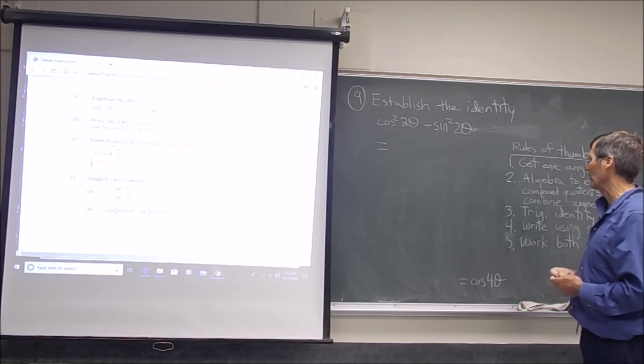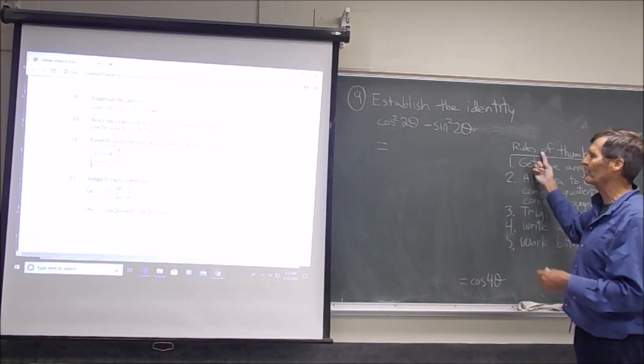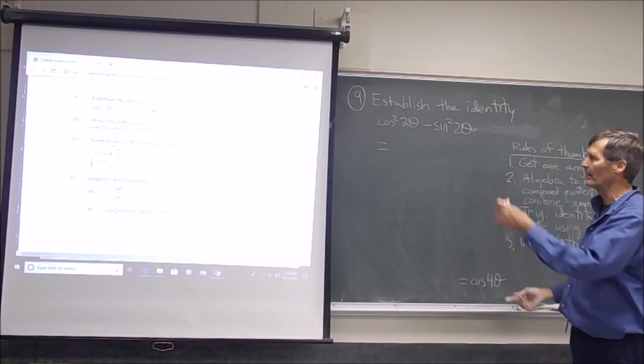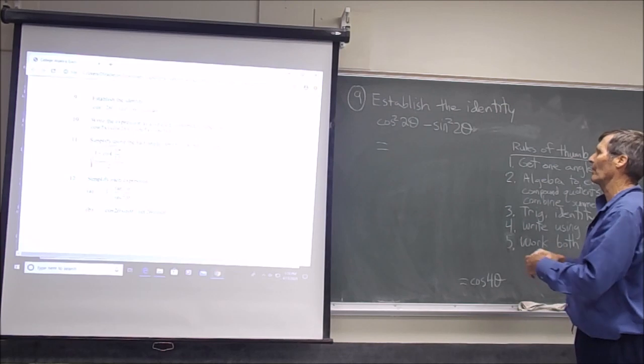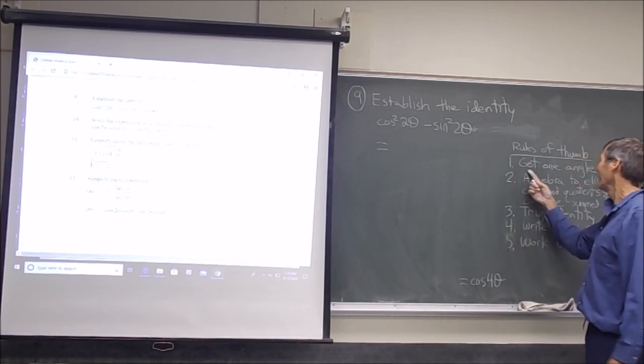But here's what you want to do first. I call these rules of thumb. These are not always the best way you can get. Any way you can prove it is good. But this tends to be tried and true, almost always works kind of stuff.